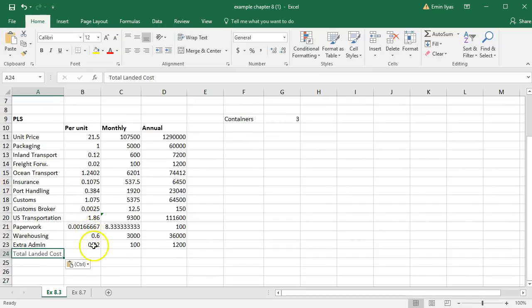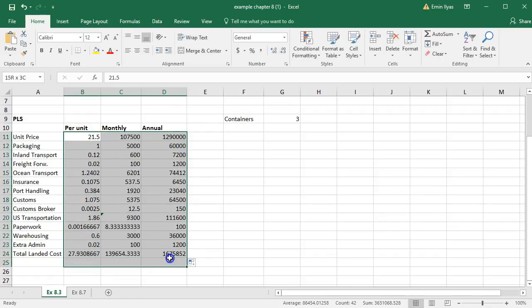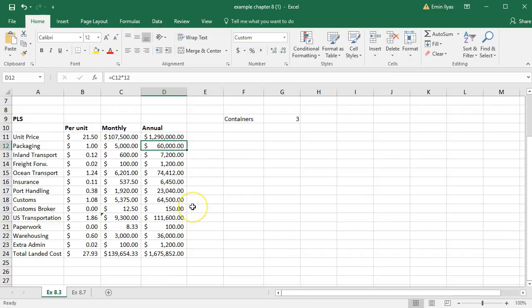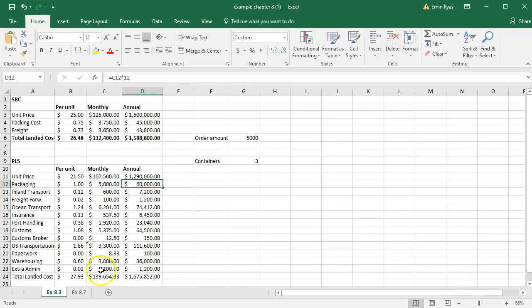Finally, let's calculate the totals. And from here we can actually see that although the Japanese company has a lower unit price, the total of other costs actually make it less attractive.